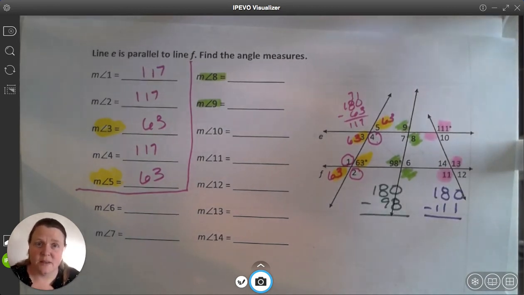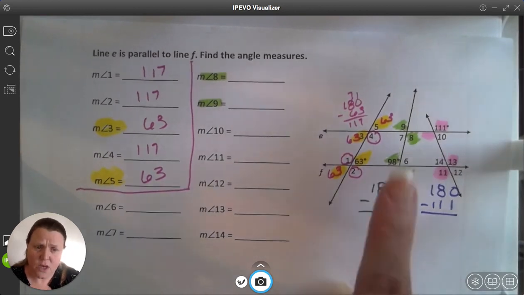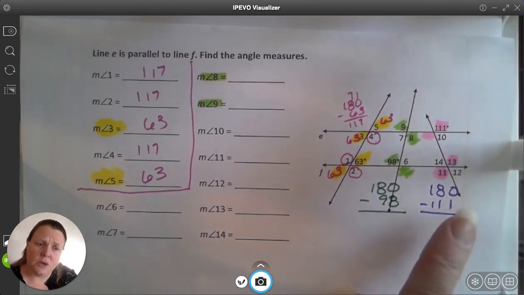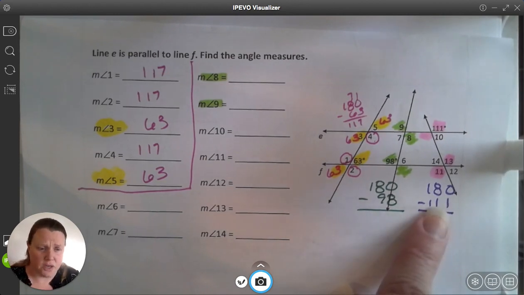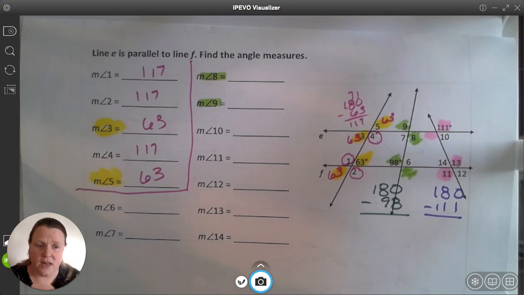All right, so did you highlight them correctly? And did you notice that I've already gone ahead and set up the algebra problem or the subtraction problem that we're going to do? We're going to take 180 and subtract the one that we know, which is 98, and find the answer. And we're going to do the same thing on the pink one. We're going to take 180 and subtract the 111. So go ahead and do that, and then put all your answers in on the other side and see if you would have gotten the same answers that I got.